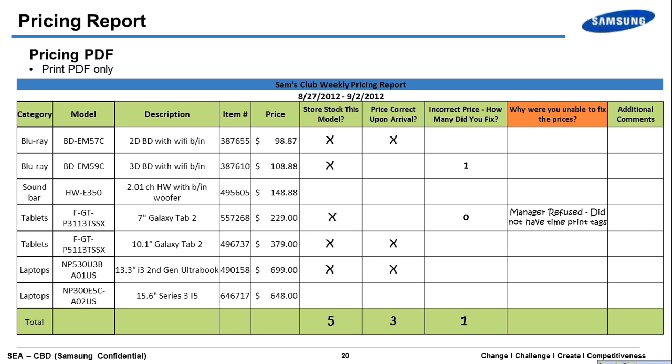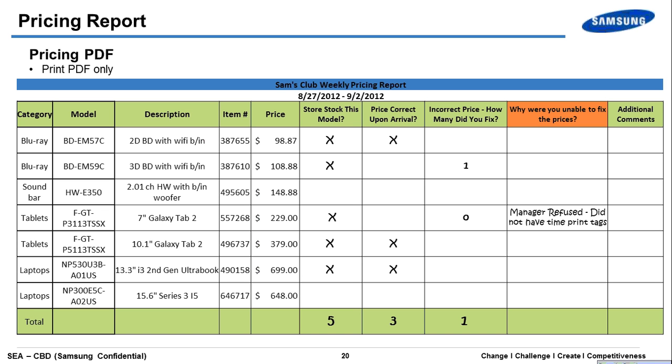Now the store doesn't stock this model, so I just keep on moving down. The Tab 2 7-inch, the store does stock this model, but the price is incorrect. But the manager had already gone to lunch, and after searching for a while, I could not find anyone else that was able to print off a price tag for me.